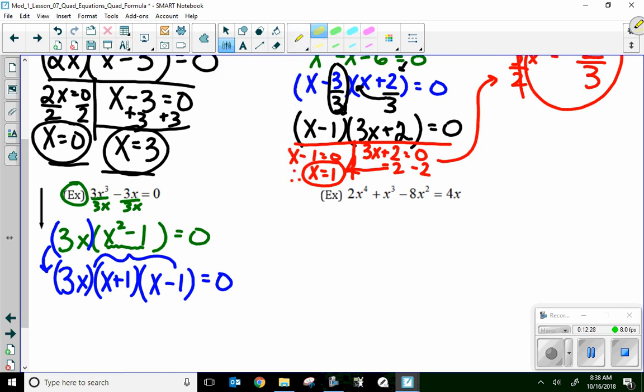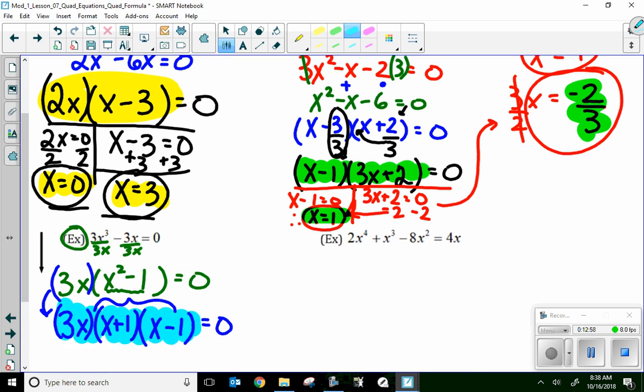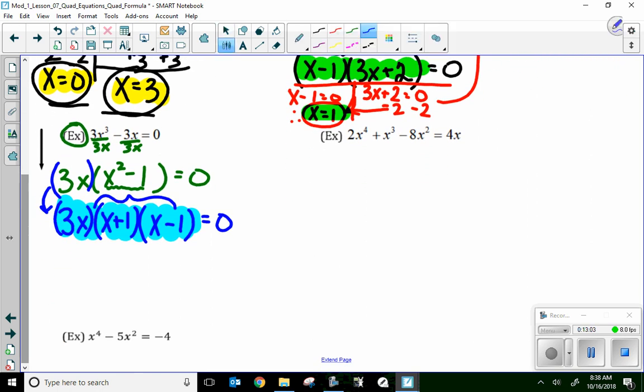Okay, for the first problem, I had 2 sets of parentheses. For the next problem, I also had 2 sets of parentheses. Therefore, I got 2 answers, 1 and negative 3x. For the first problem, since I had 2 parentheses, I got 2 answers because I solved both parentheses. For this next one, I have 3 sets of parentheses. So ultimately, I'm going to get 3 answers, and that's fine.